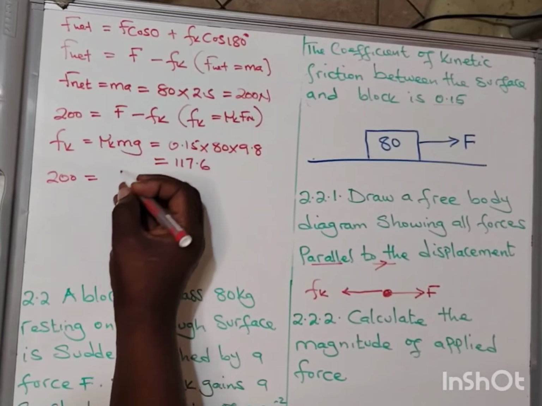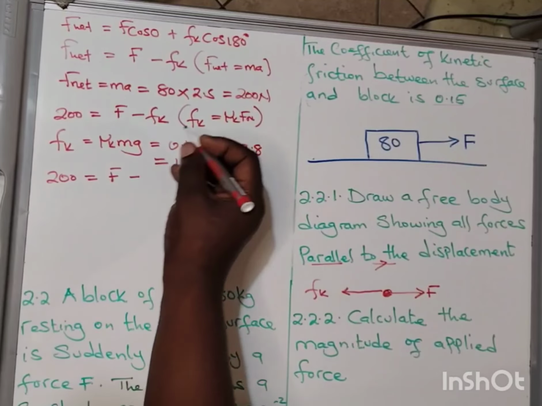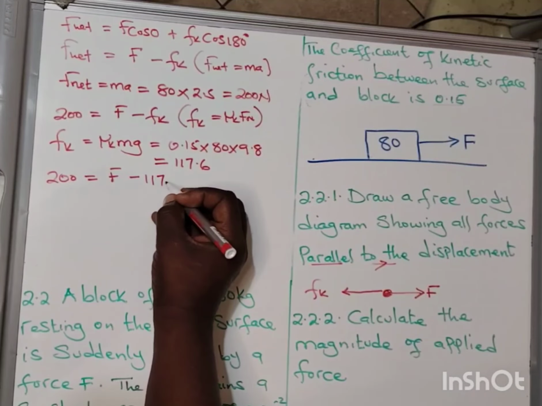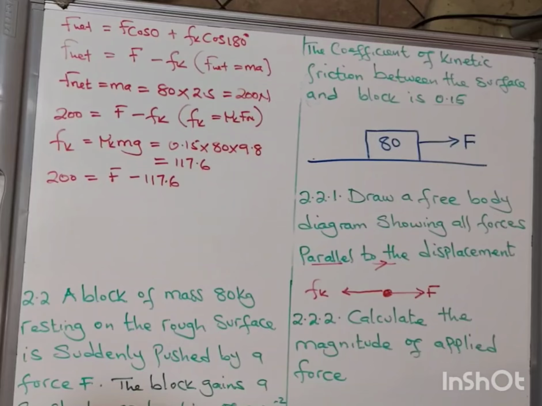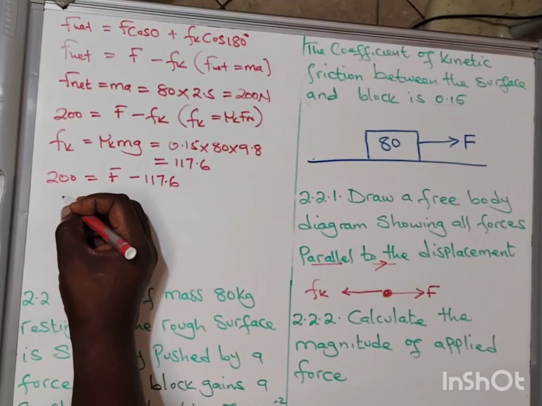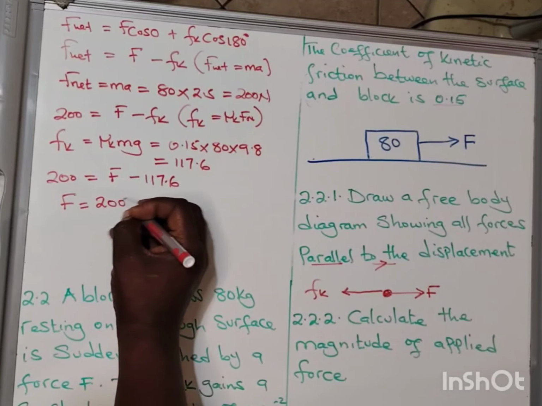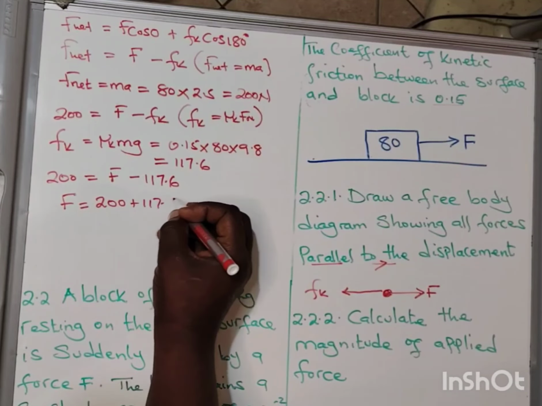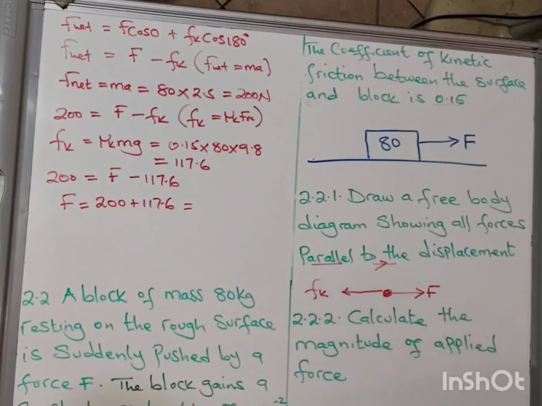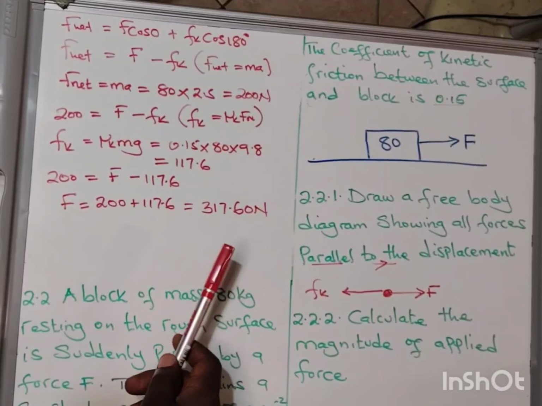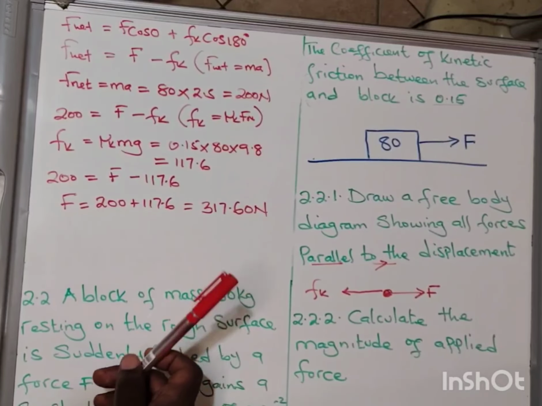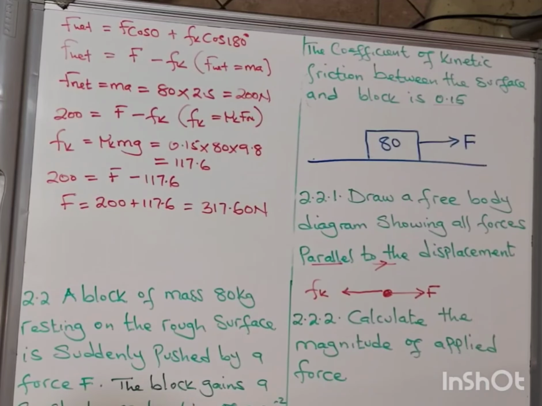We can now substitute it here, and we say 200 is equal to our applied force minus 117.6. When you arrange this to find our unknown, we are going to get 200 plus 117.6, and you get your answer. So there we are. Our applied force is 317.60 newtons.